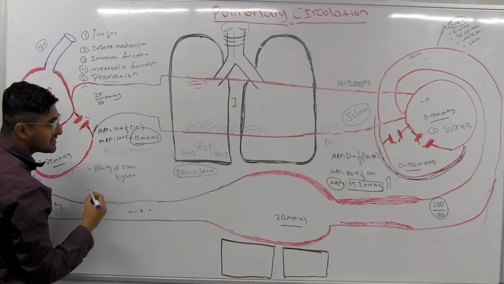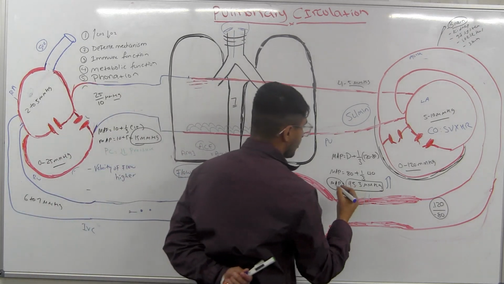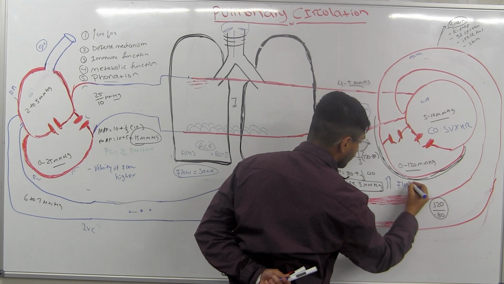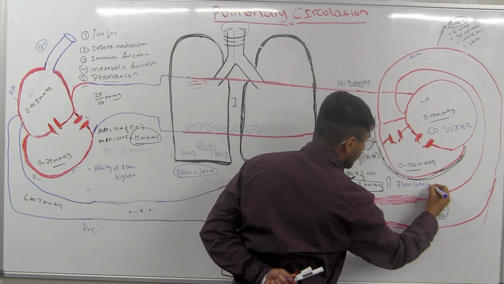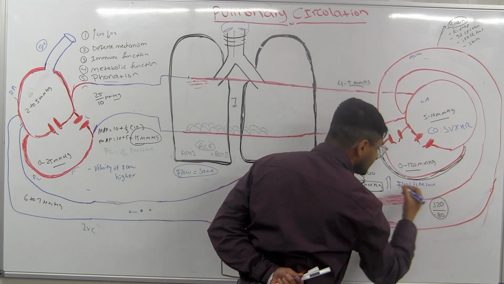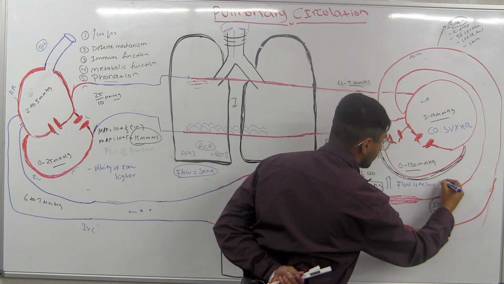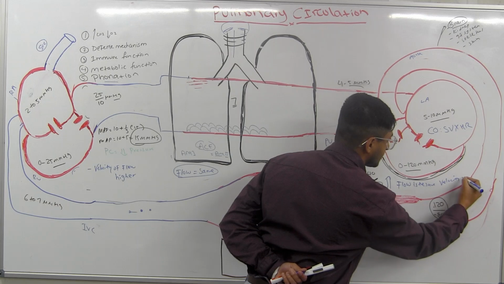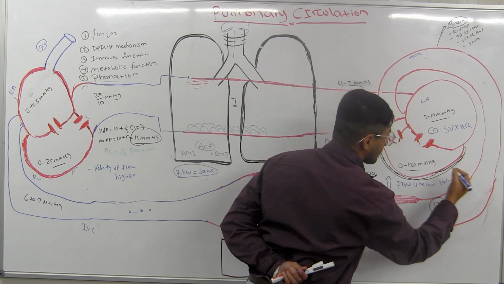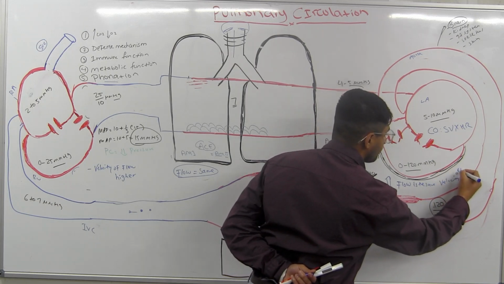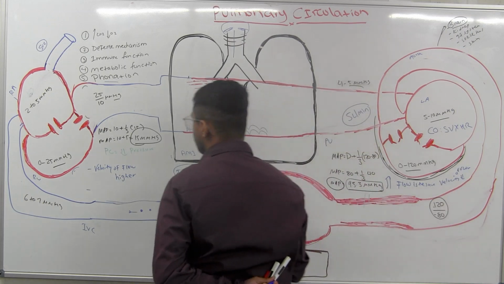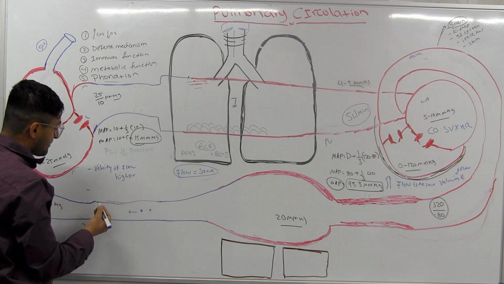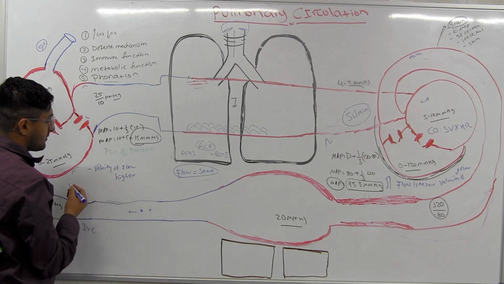But what about my systemic circulation? What is my flow going to be here? Let's write down the flow right here. The flow is the same on both sides. But my velocity, compared to the pulmonary circulation, is low, because of the longer circulation. So the velocity of blood flow is going to be lower. We talked about flow being the same, and velocity being higher in the pulmonary circulation.